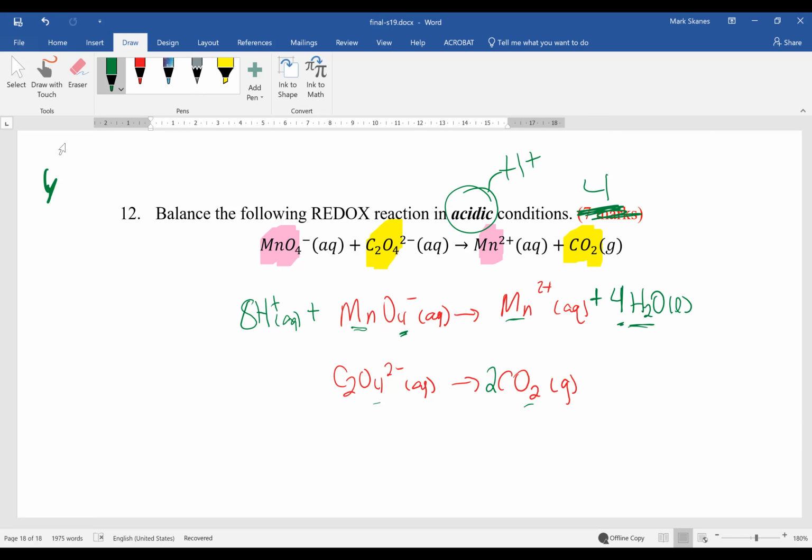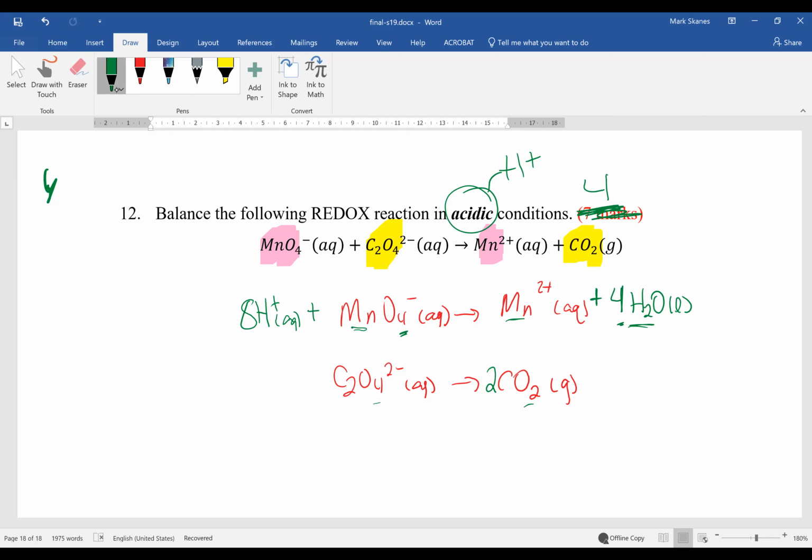Okay, now we're at the hard part. I need to balance my electrons. So, I'm following the law of conservation of energy. Electrons gained must equal electrons lost. And I don't have a balance of electrons here. This is probably the hardest part. Let's do the easy one first.